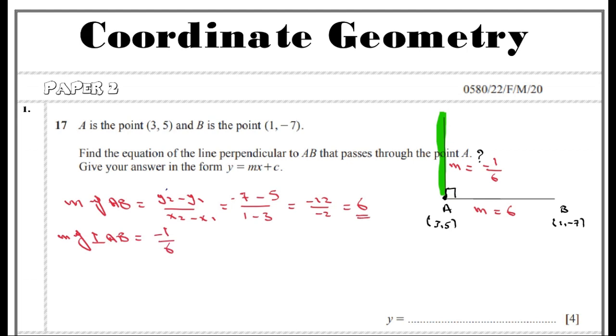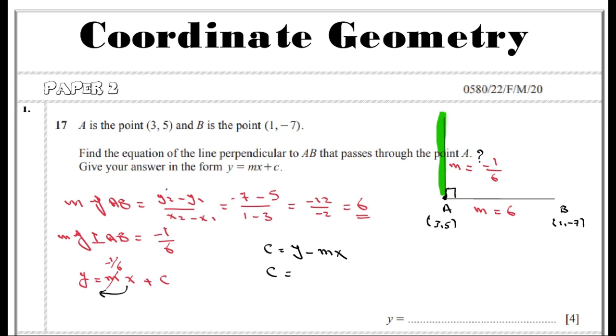To find the equation of a straight line, y equals mx plus c. The slope is negative 1 over 6. Now we have to find the value of c. c is equal to y minus mx. We just have to move this part to the other side. y minus mx, c equal.